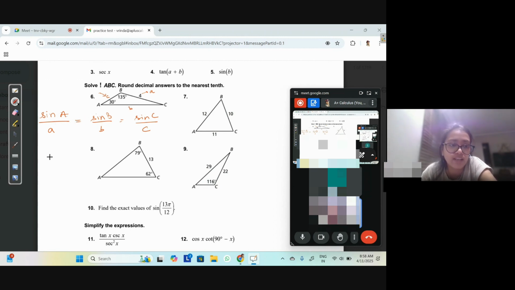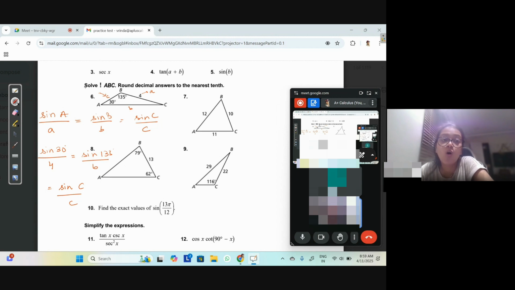So sine of angle A, that means sine of 30 degrees. Do we know small a? Yes, that is 4. Okay, then sine of B, that means sine of angle 135. Do we know small b? No. And then this is equal to sine of angle C. We don't know angle C. Do we know small c? No. Now, Saina, can you find out angle C first by using the angle sum property?